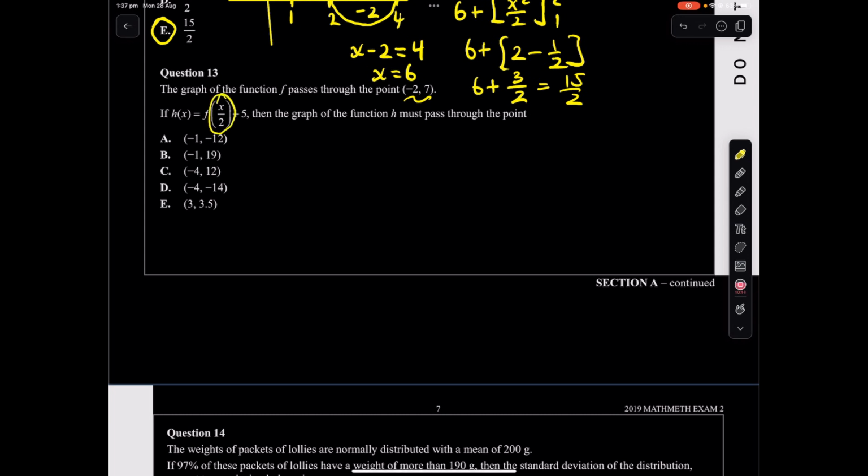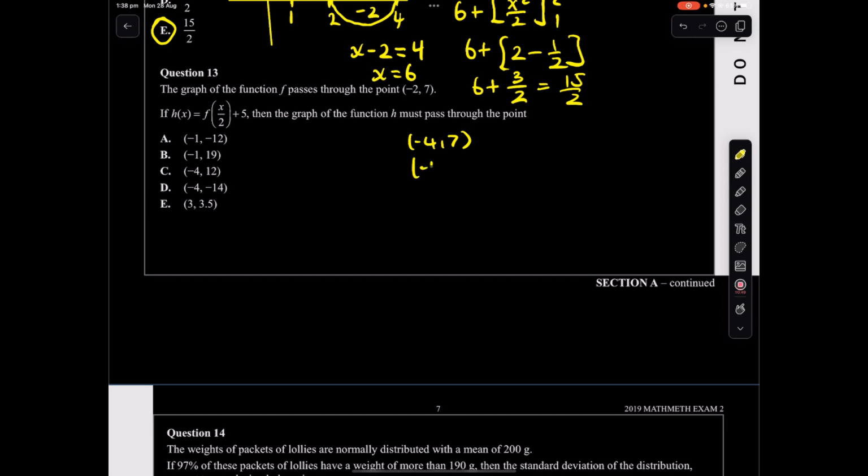Well, there is a dilation by a factor of 2 parallel to the x-axis, or from the y-axis. So what does that mean? It means this x value over here gets multiplied, because it's a dilation by a factor of 2. So it gets multiplied by 2. So it will transform to negative 4, 7. Okay. And there's also a translation of 5 units up, or in the positive y direction.